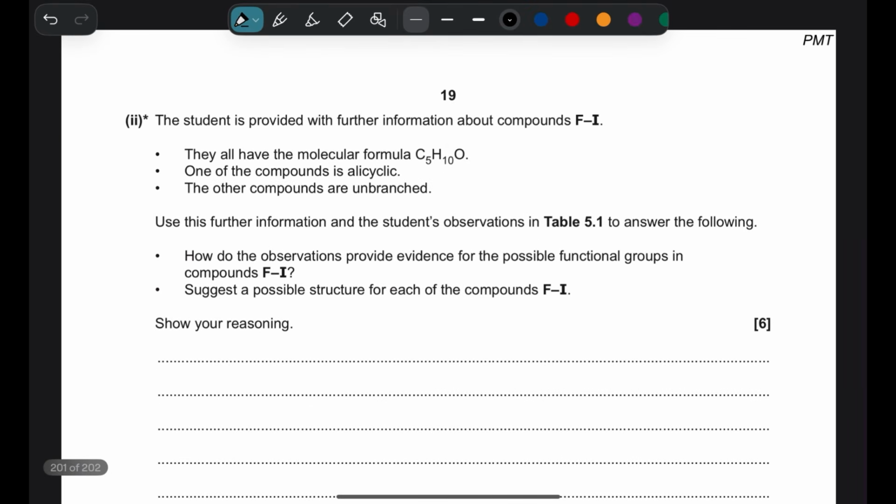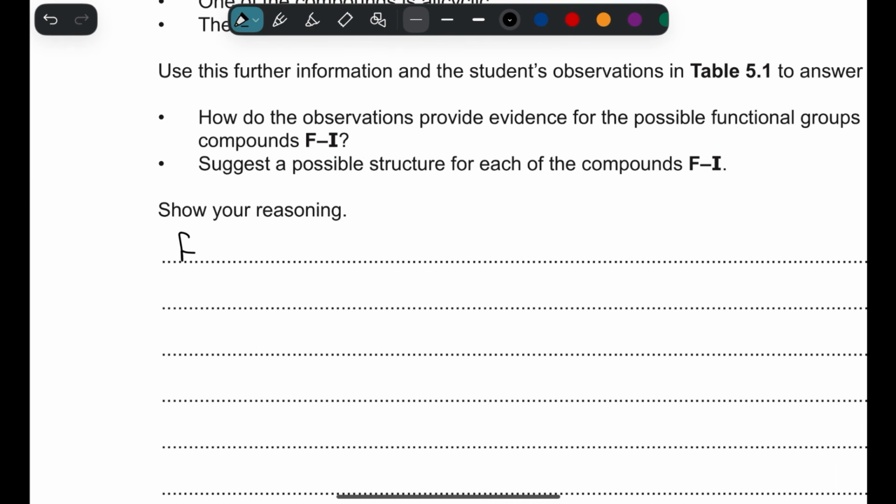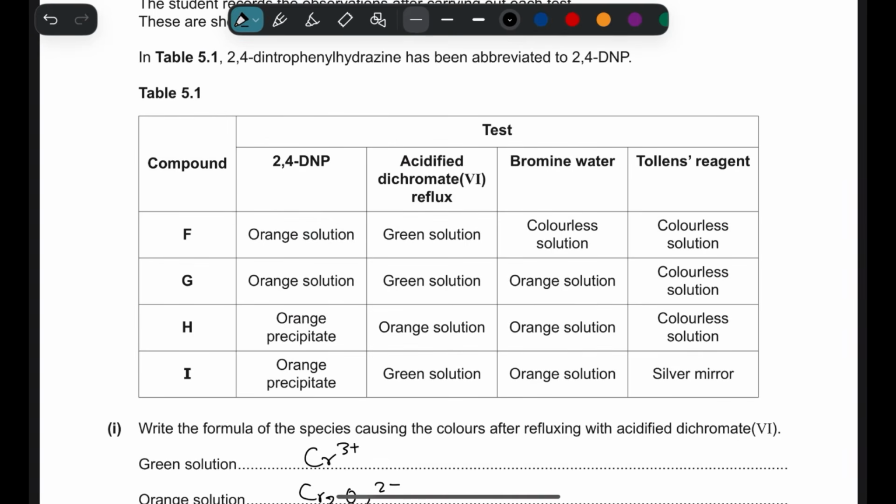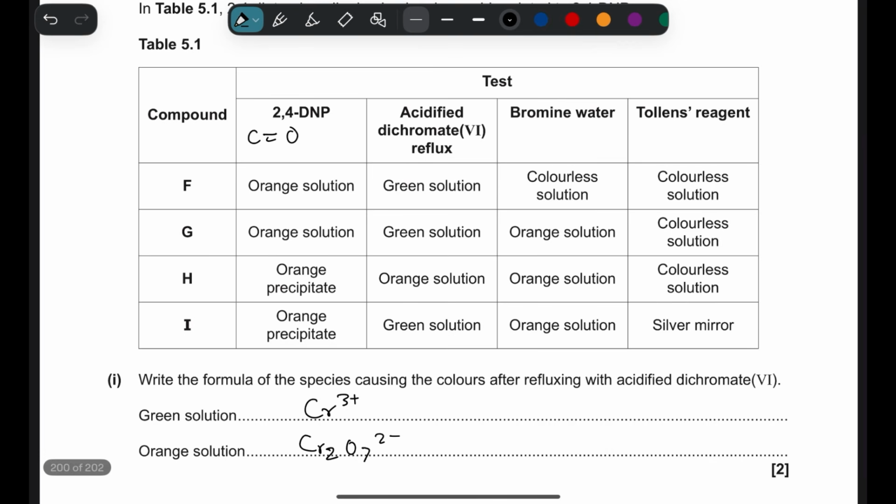Cool. Now let's get into the big question. It says that we have further information: they are all isomers with that molecular formula. One of them is alicyclic, and the other ones are unbranched. Now, how do the observations provide evidence and suggest possible structures? We're going to do this logically, starting with F. We just need to know what we're identifying. 2,4-DNP forms an orange precipitate if you have a carbonyl group. Acidified potassium dichromate is going to turn green if it has a primary or secondary alcohol.